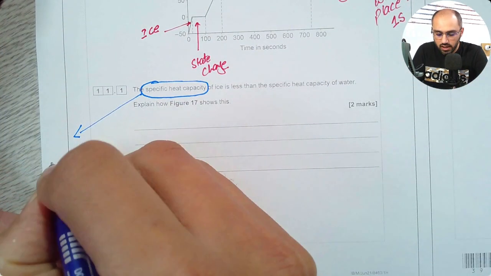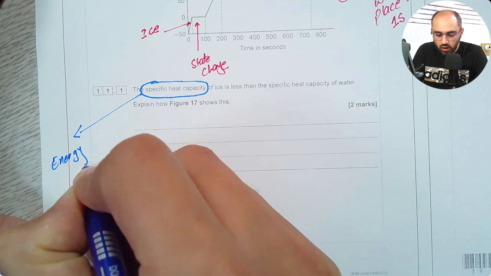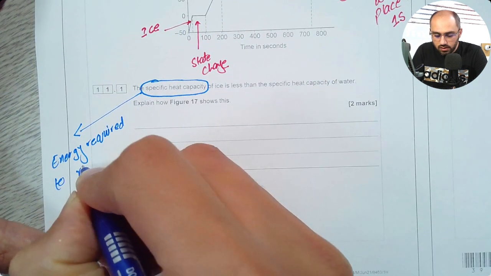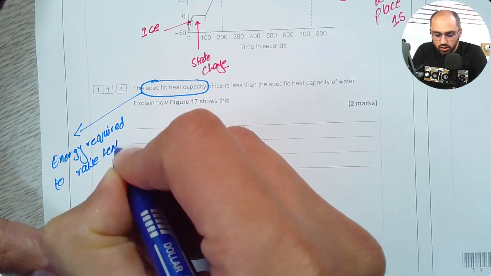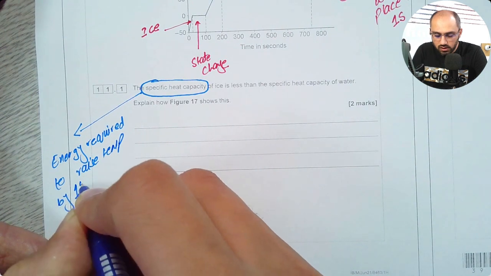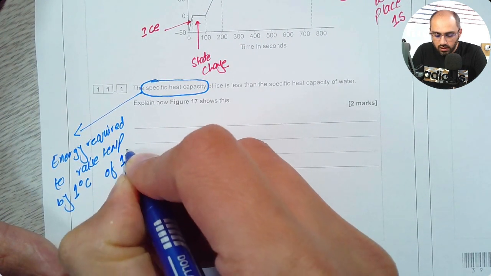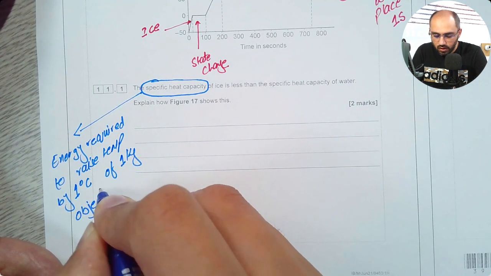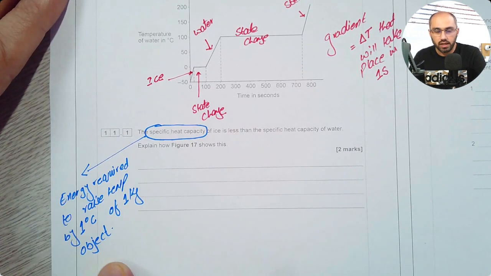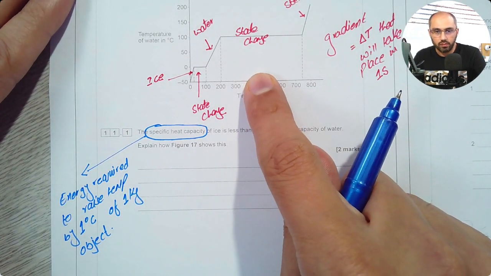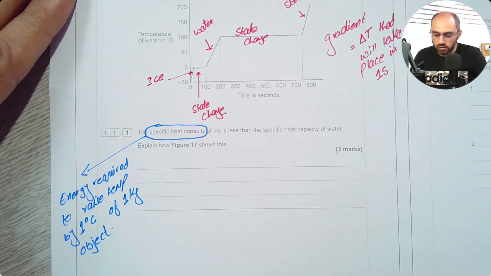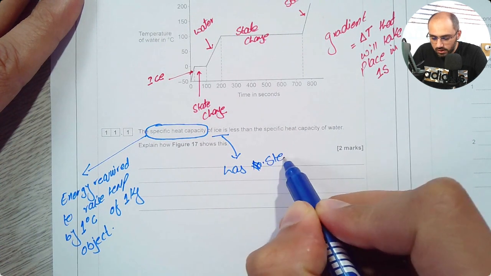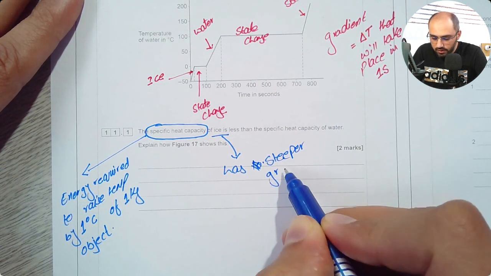So I'm going to say it is energy required to raise temperature by 1 degree Celsius of 1 kg object. Keeping this in mind, and alongside with this diagram, I can produce my answer to this question. So I'll say here, ice has steeper gradient.